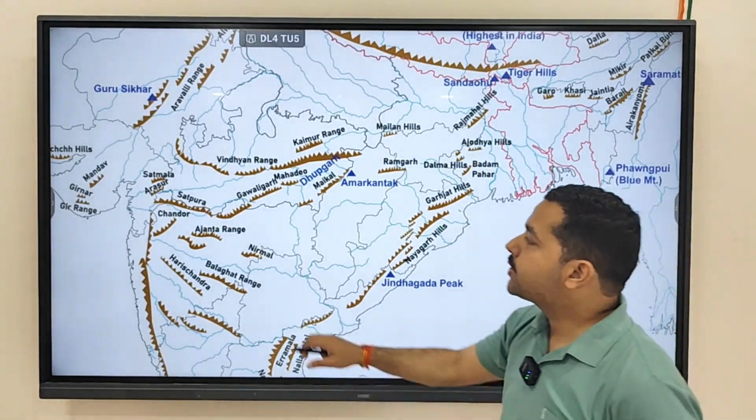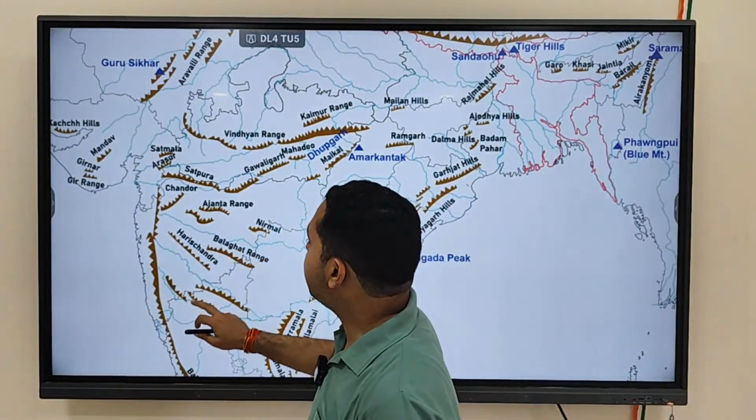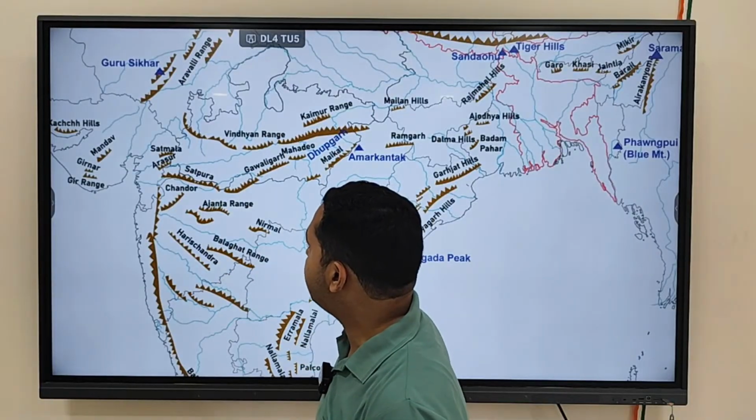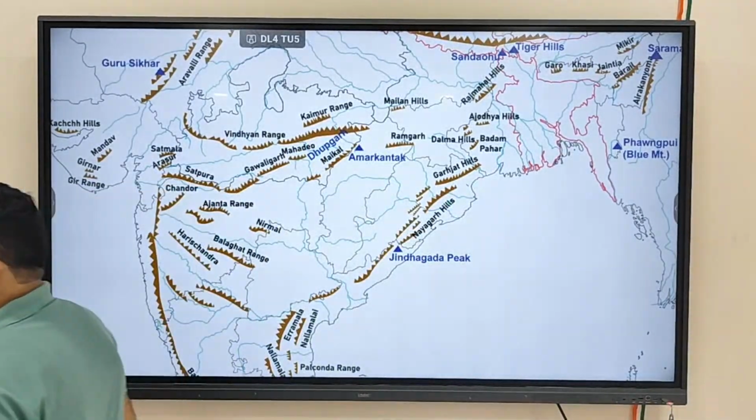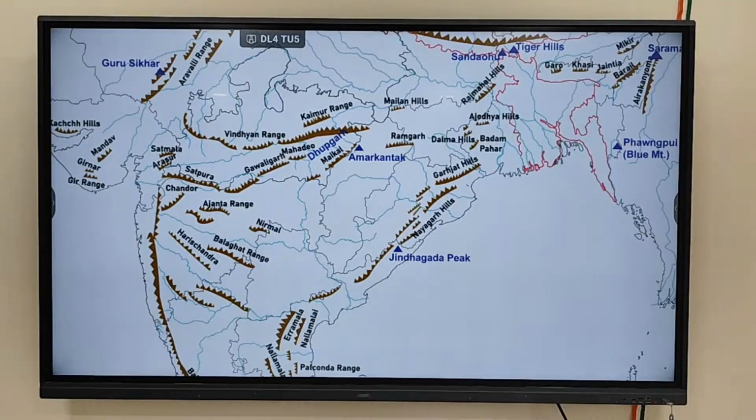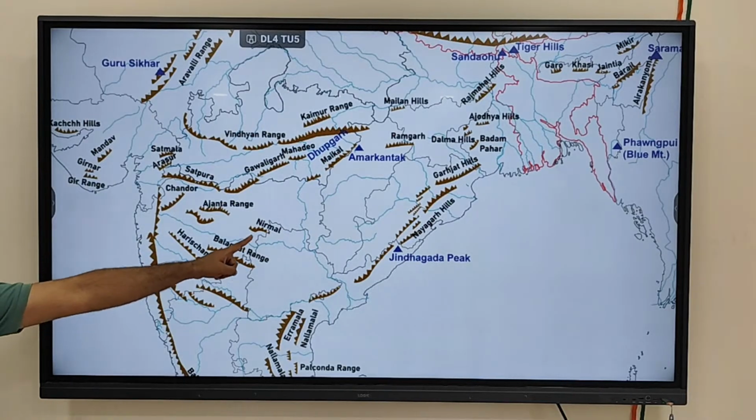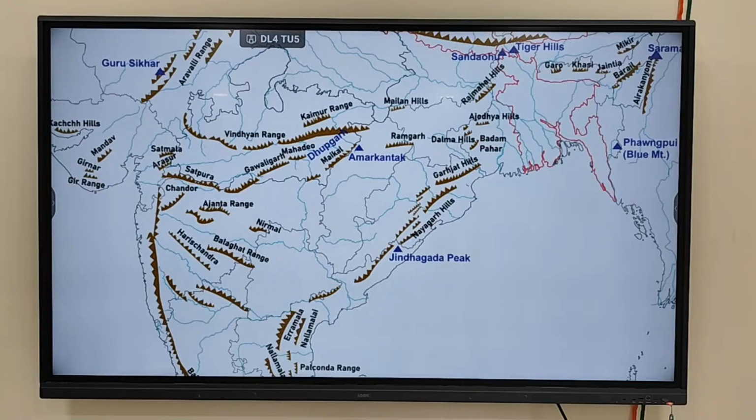Fine. In Maharashtra Plateau, you write down Ajanta Range, Harishchandra Range, Balaghat Range. So Ajanta Range, Harishchandra, Balaghat Range, Nirmal Range. Fine.